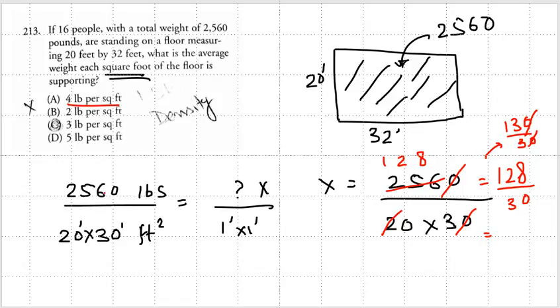How we did it? We first said we are looking at an area of 20 by 30. Total weight is 2560. We want per square foot. We did a simplification and we got an answer. Okay, so these ratio and proportion, in this test, there were at least 12 problems. There are 13 problems like this, and you can do all of them.